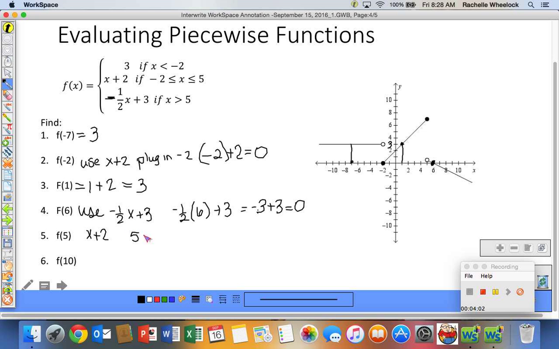And lastly, 10. Is 10 less than -2? No. Is 10 between -2 and 5? No. Is 10 greater than 5? Yes. So I'm going to use the -1/2 x plus 3. So it's -1/2 times 10 plus 3, which is -5 plus 3 equals -2.